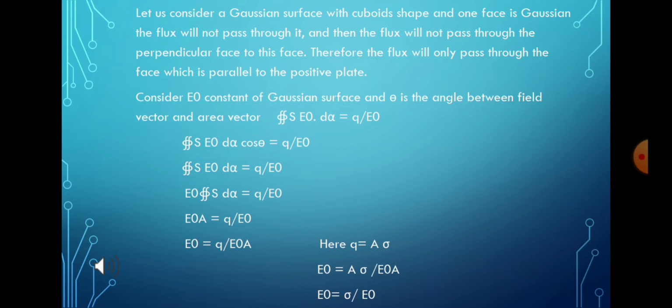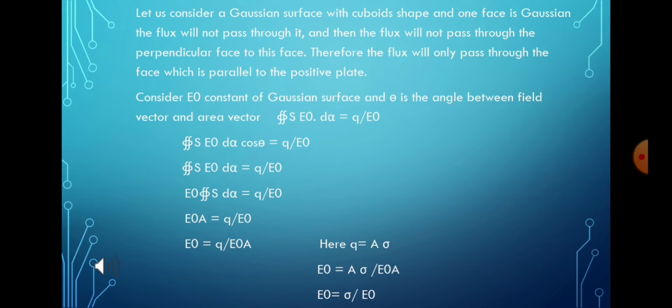Let us consider a Gaussian surface with cuboid shape and one face is Gaussian. The flux will not pass through it, and then the flux will not pass through the perpendicular face to this face. Therefore, the flux will only pass through the face which is parallel to the positive plate. Consider E naught constant over the Gaussian surface, and theta is the angle between the field vector and area vector.